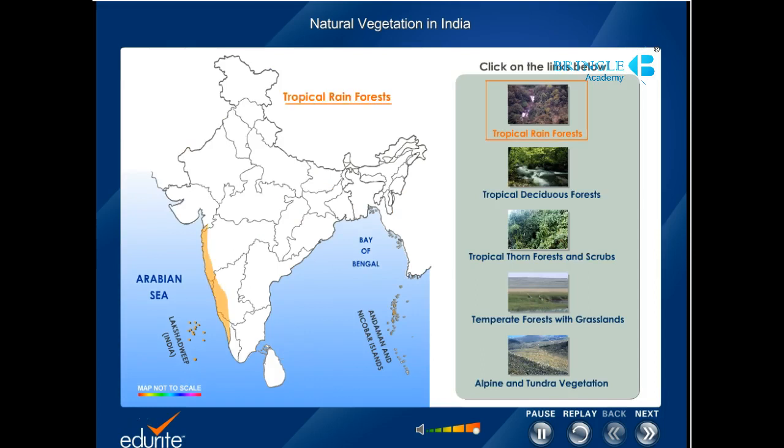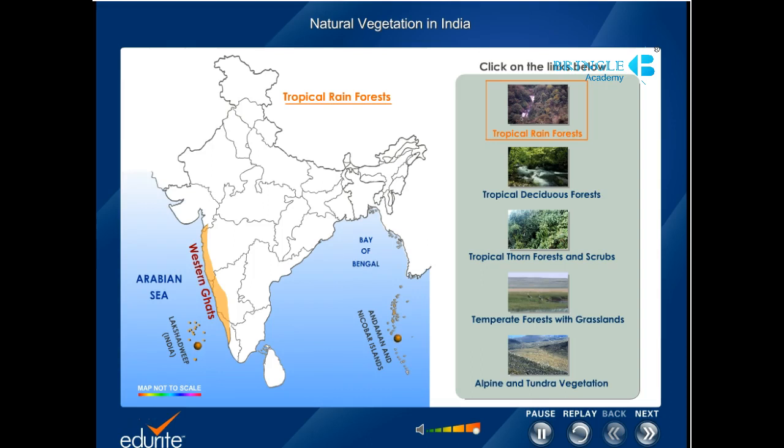Tropical rainforests. These are dense forests with luxuriant vegetation of all kinds. They are green all round the year as their trees shed leaves at different times of the year. The main areas where these forests are found are the Western Ghats, the island groups of Lakshadweep and the Andaman Nicobar Islands.